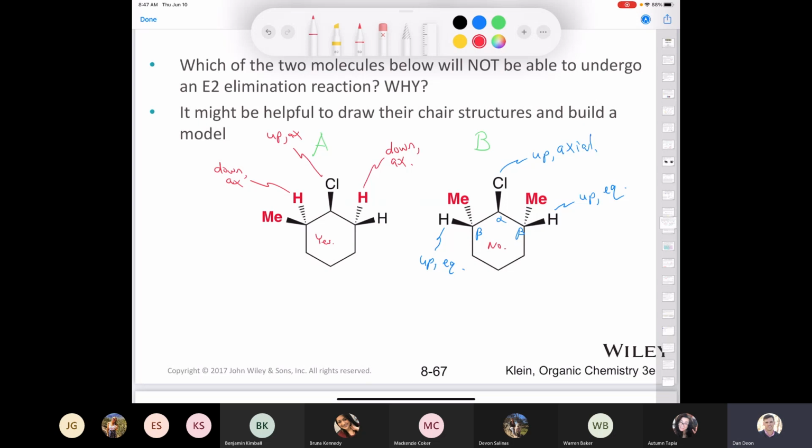If you need to draw a chair, if that would help, we could draw a chair. So let's draw one that looks like this. If our chlorine is up and axial, we have a methyl group that's going up and equatorial. We have another methyl group that's going up and equatorial, like that.